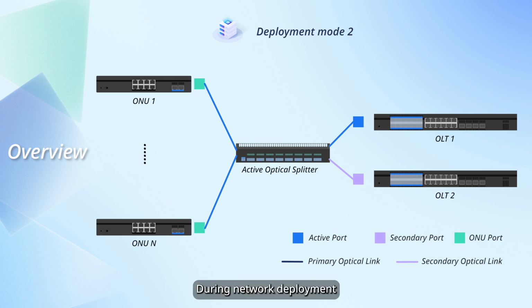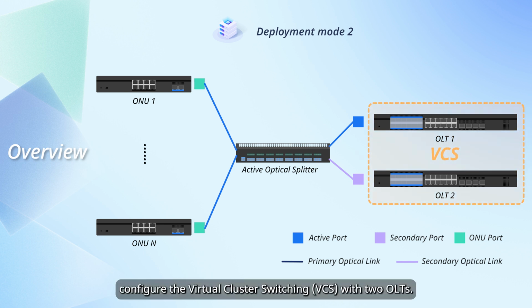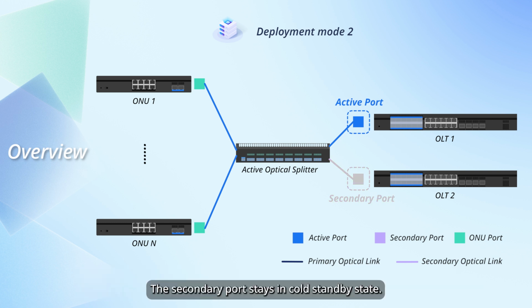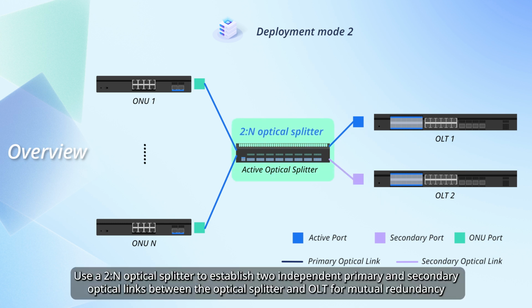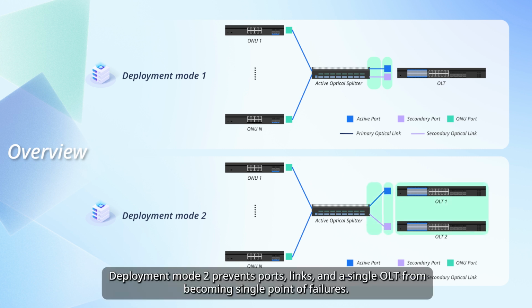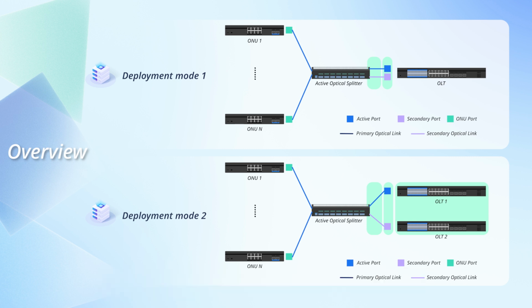Deployment Mode 2. During network deployment, configure the virtual cluster switching with two OLTs. Specify one PON port on an OLT as the active port and one PON port on the other OLT as the secondary port. The secondary port stays in cold standby state. Use a 2-to-N optical splitter to establish two independent primary and secondary optical links between the optical splitter and OLT for mutual redundancy. Note, Deployment Mode 1 prevents ports and links from becoming single points of failure. Deployment Mode 2 prevents ports, links, and a single OLT from becoming single points of failure.